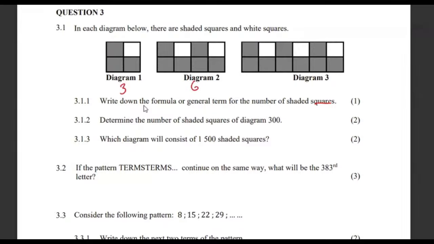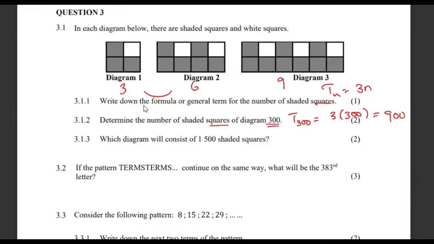1, 2, 3, 4, 5, 6, 7, 8, 9. So these are multiples of 3, né? Meaning that the Tn is just going to be 3n. Okay. Then determine the number of shaded squares in diagram 300. So where there is 3, where there is n, substitute with the 300. So 3 times 300, that gives us 900 squares.